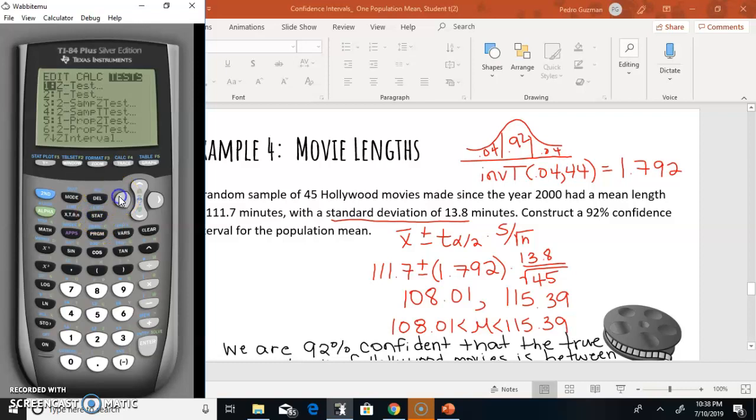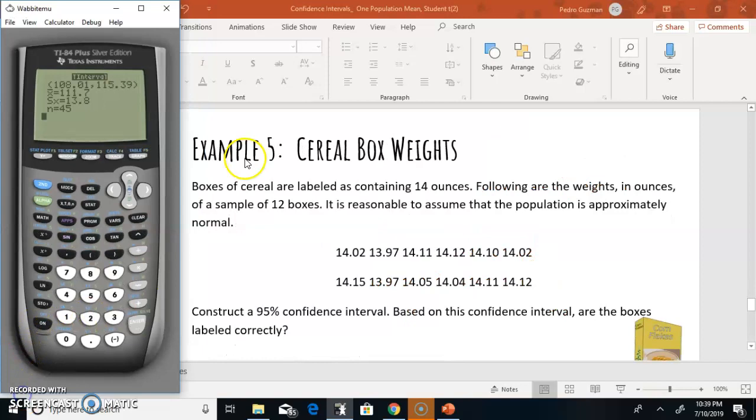We're going to hit Stat, Tests, choose number 8, t interval. Our mean is 111.7. Our standard deviation is 13.8. Our sample size n is 45. Confidence level is 0.92. And we get 108.01 to 115.39. Same thing.